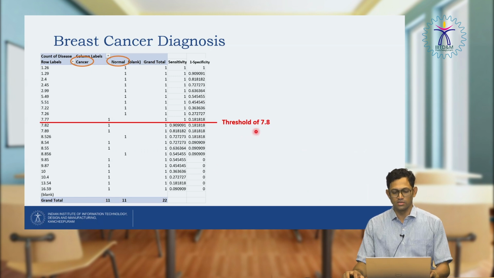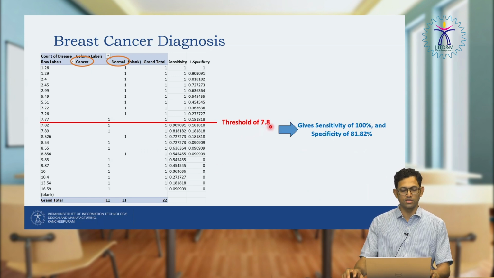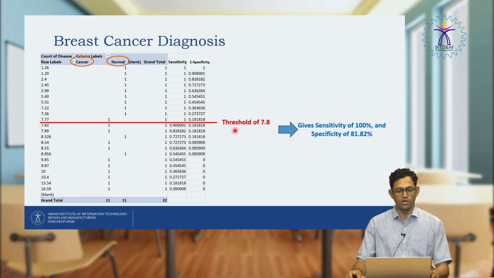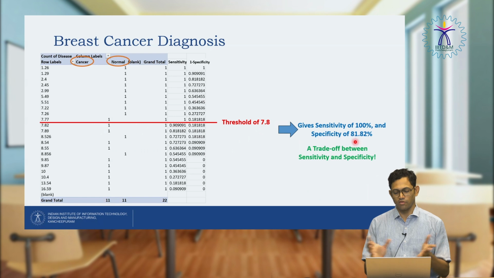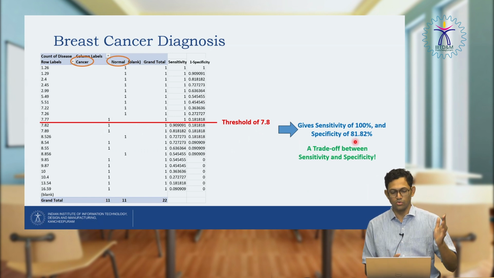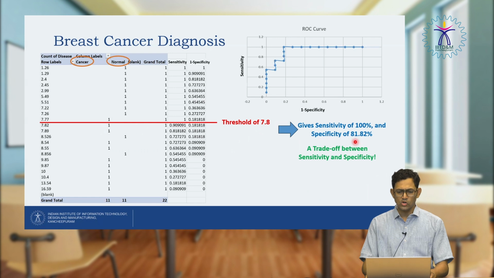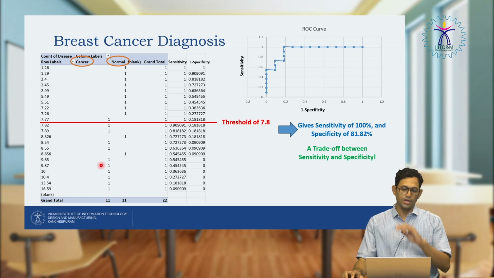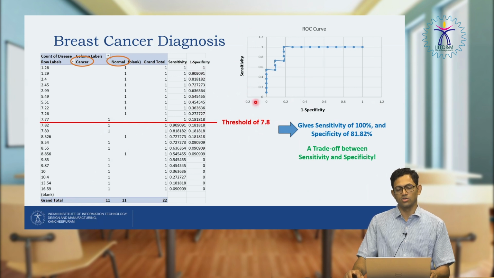For example, we choose around 7.8 in this case, and we get a sensitivity of 100% and specificity that is also not bad, around 81.82%, which is very good. So it's a trade-off between sensitivity and specificity that we do along with these numbers. Then you can draw this ROC, with 1 minus specificity on the x-axis and sensitivity on the y-axis, and you get an ROC curve like this.